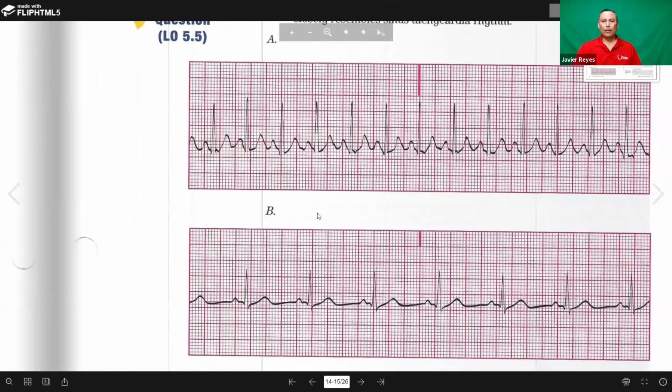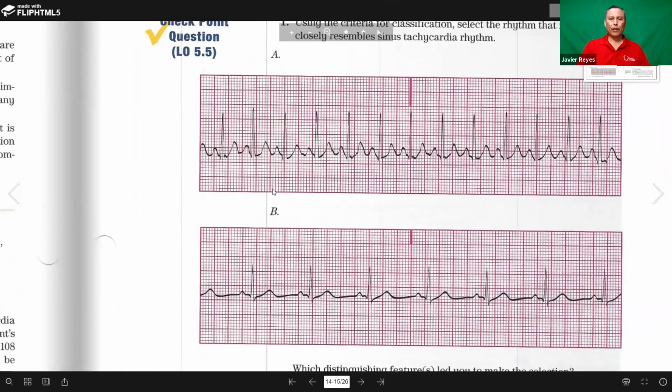What does A look like? It's going fast. So let's look at the criteria. Let's try to get used to doing the criteria, okay? These are very fast. Remember when we talked about the speed of the paper?